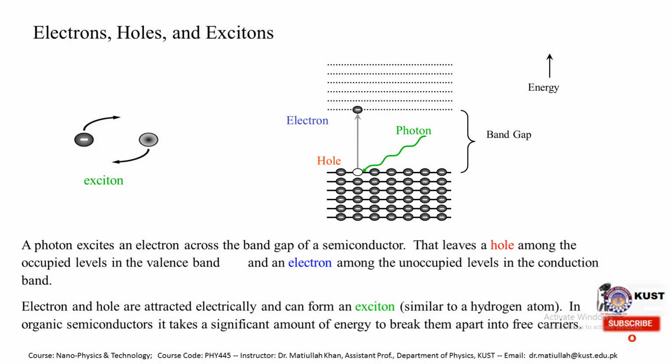So electrons and holes are attracted electrically and can form an exciton. This is actually the most important sentence: electrons and holes are attracted electrically and form an exciton, similar to a hydrogen atom. In organic semiconductors, it takes a significant amount of energy to break them apart into free carriers.